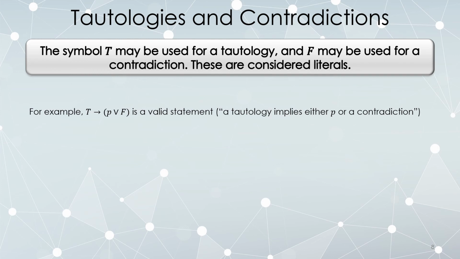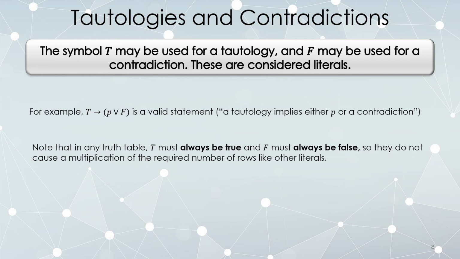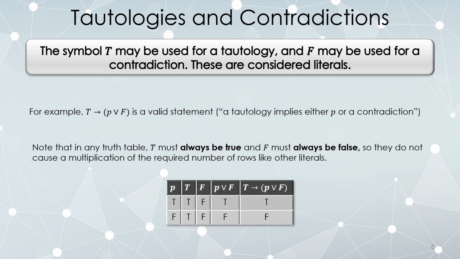If you're making a truth table, however, since tautologies are always true and contradictions are always false, they do not cause a multiplication in the required number of rows. So how would I make a truth table for the statement we just discussed? In fact, it only has one literal that has any choice. Okay, there are three literals, P, T, and F, but P is either true or false, and tautologies are always true and contradictions are always false.